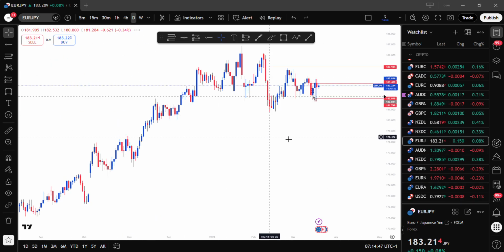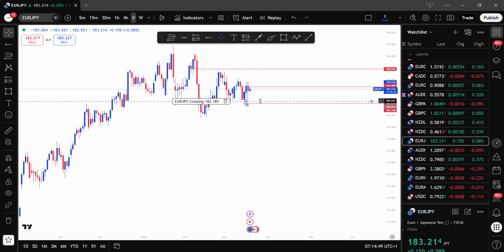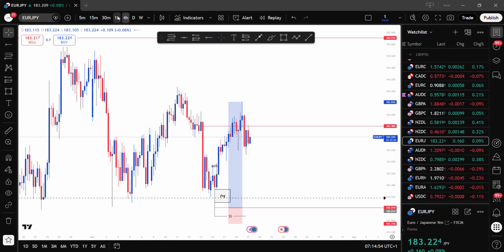If you check the EUR JPY on daily time frame, market has been buying, supposed to buy to this other block, then keep selling. If you check the 4 hours, there's no break of structure happening yet.